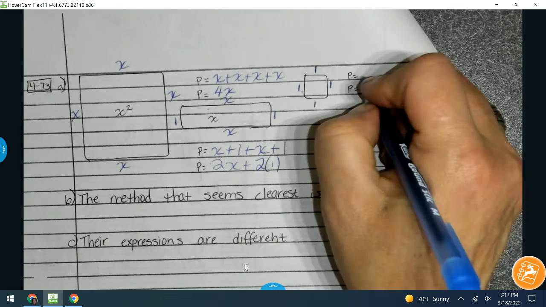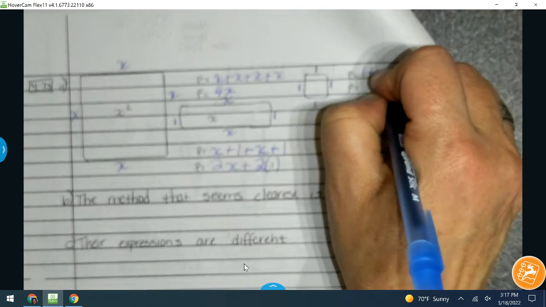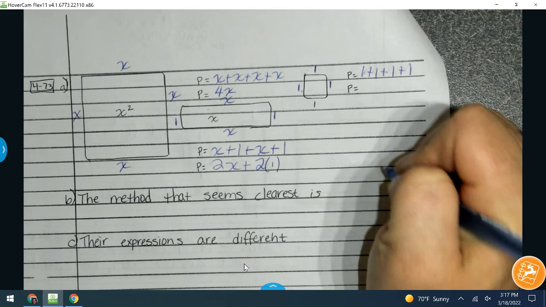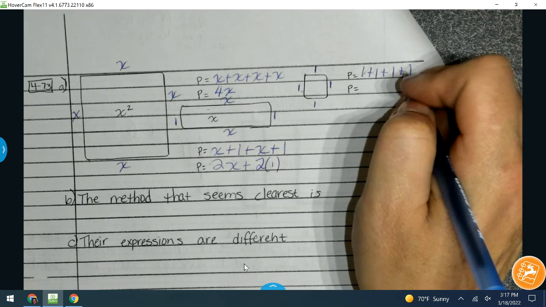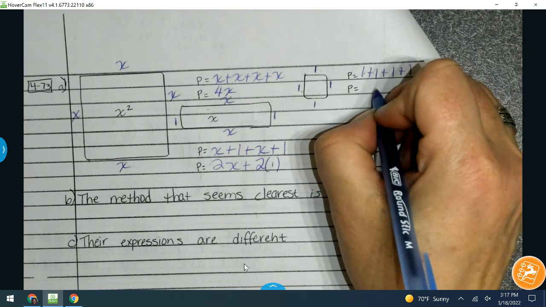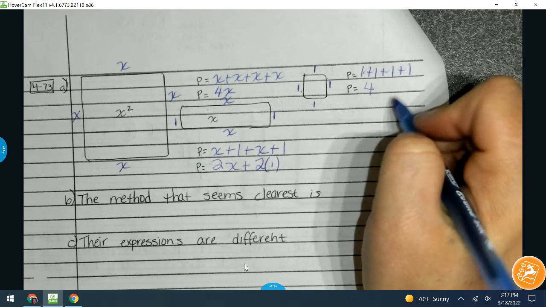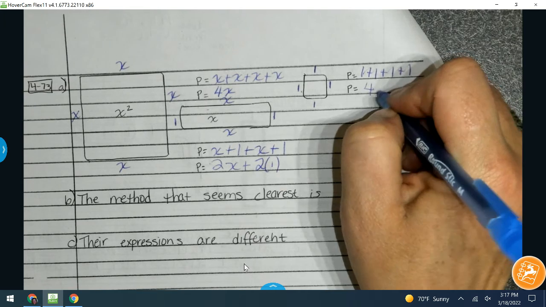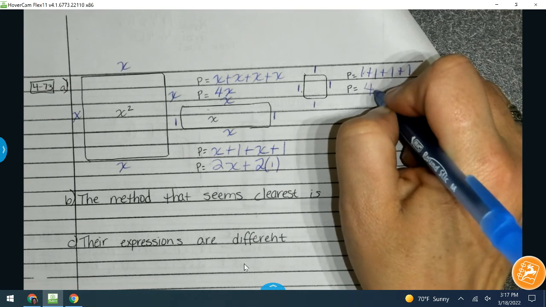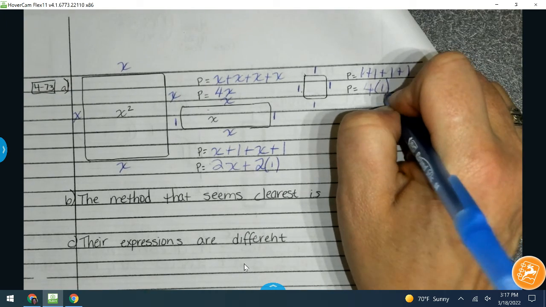For this guy right here, we have 1 plus 1 plus 1 plus 1. And then we end up with 4 units, or we could say that's 4 groups of 1.